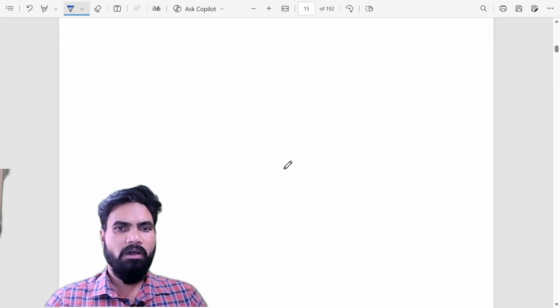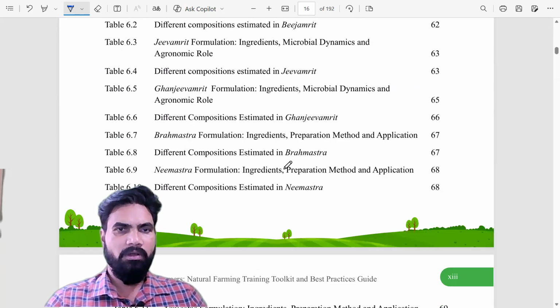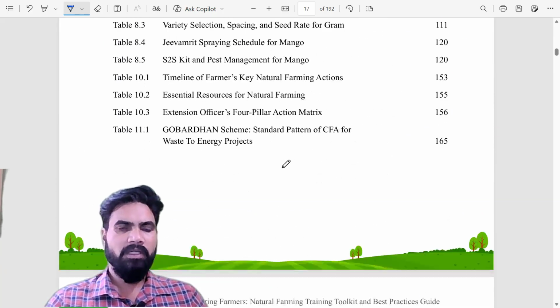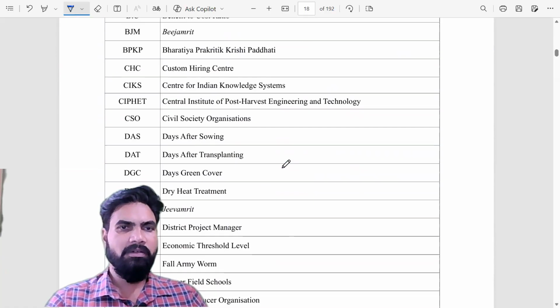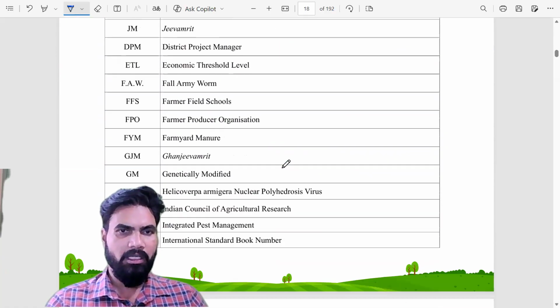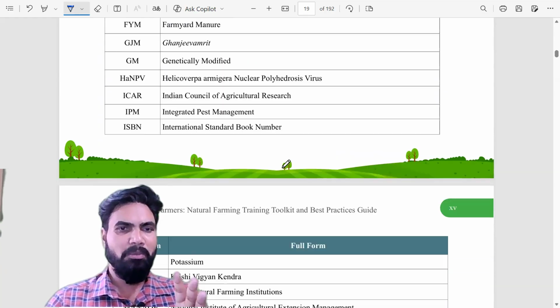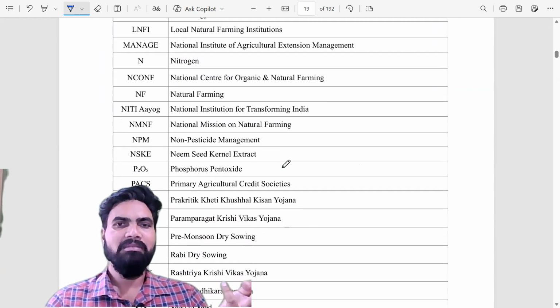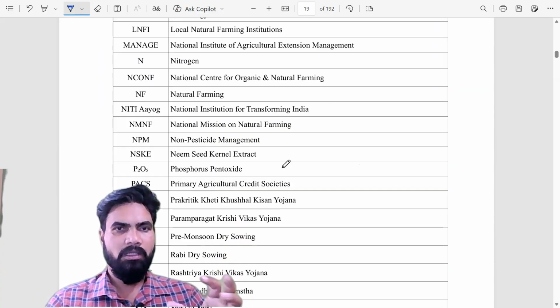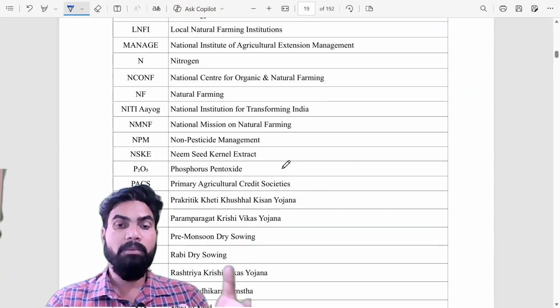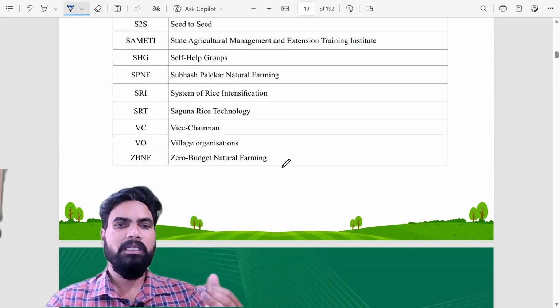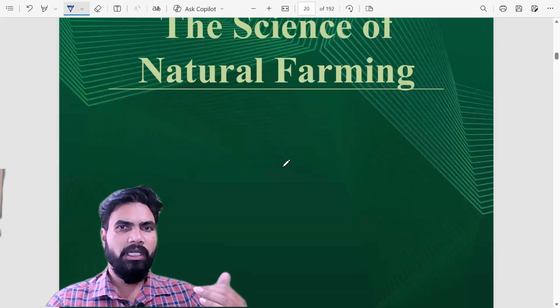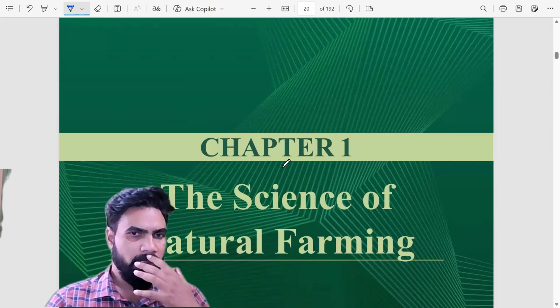So we will begin with the evolution of natural farming. The table of contents are there, list of abbreviations are there. Actually, this is how a report will be written. Very might be new for you if you are not coming from the educational background where this report writing, etc., everything will be there. Okay, but this is how the structure of the report writing will be. Right, we will come to that.